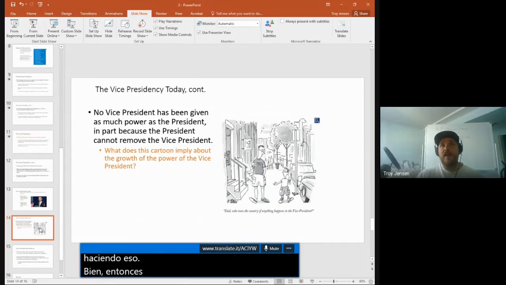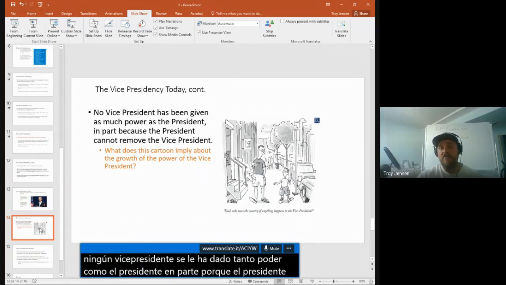No vice president has been given as much power as the president, in part because the president cannot remove the vice president. So obviously, if you're the president, you don't want to give so much power that the vice president becomes more powerful than you, right? You want to kind of limit his power.